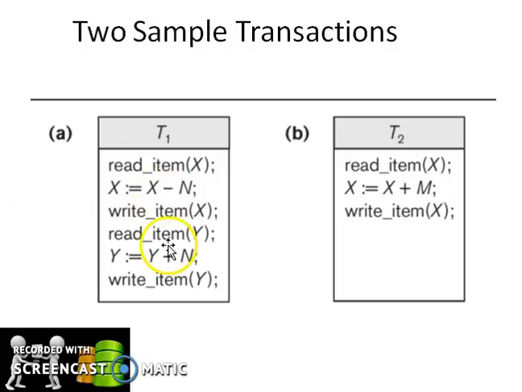In order to transfer n amount from account X to account Y, the first account must be debited with n and the second account must be credited with n. Similarly, for the second transaction, in order to add m units of amount to the first account, the amount should be credited to the first account.